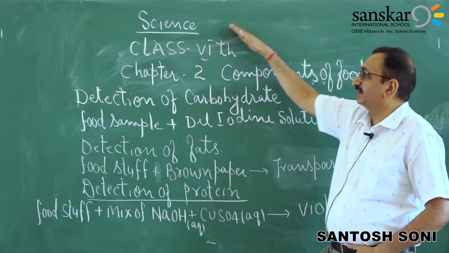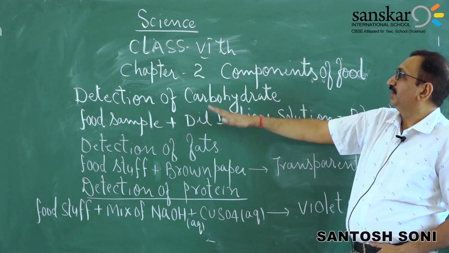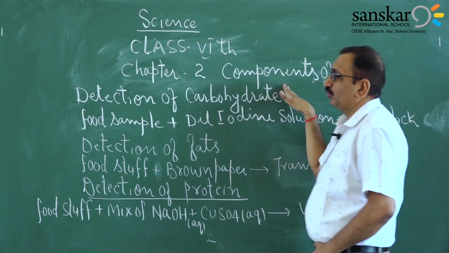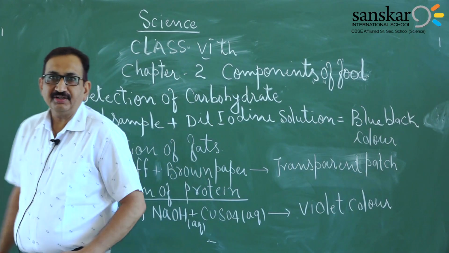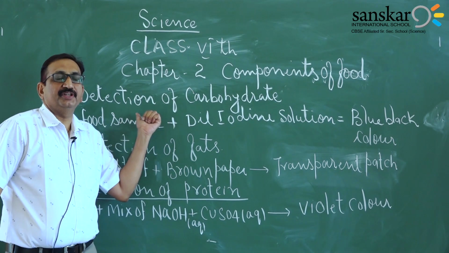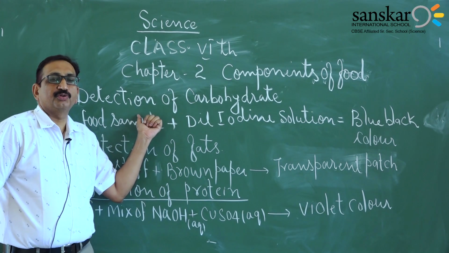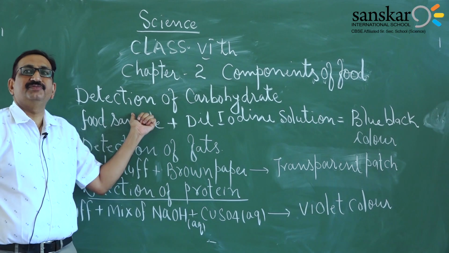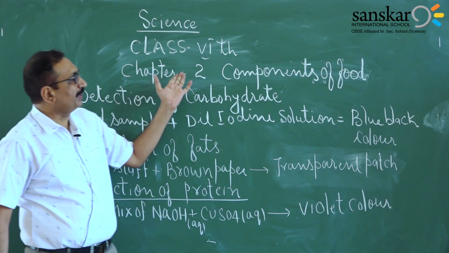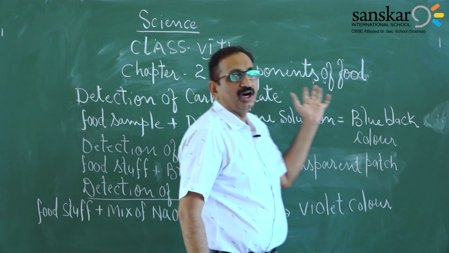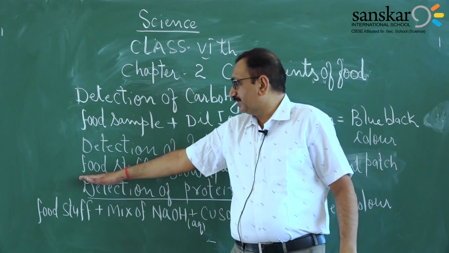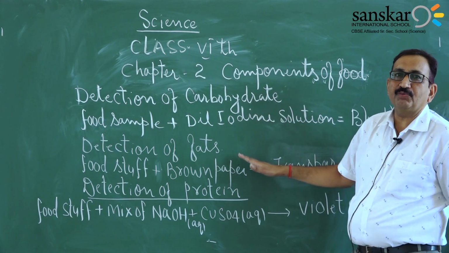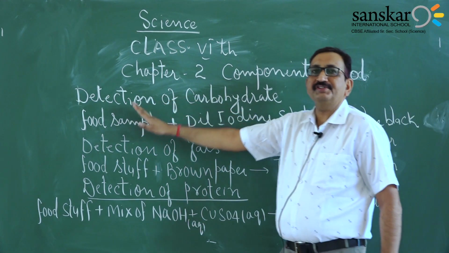In science chapter number 2, we have to start here the components of the food. Earlier I have explained the components of food, which are vitamins, minerals, proteins, fats, and all kinds of proteins I have discussed with you. Now this is the second part of chapter number 2: how we detect the presence of fats, proteins and carbohydrates in your food samples.